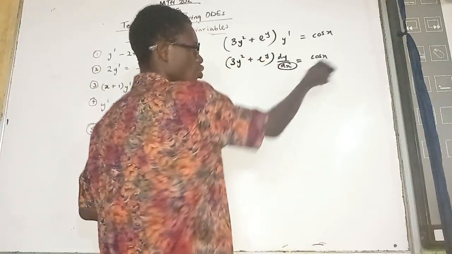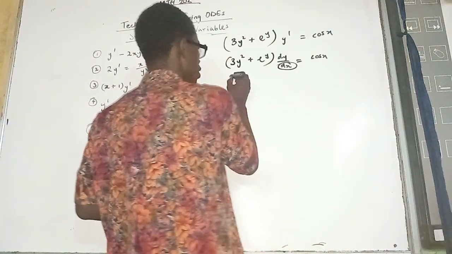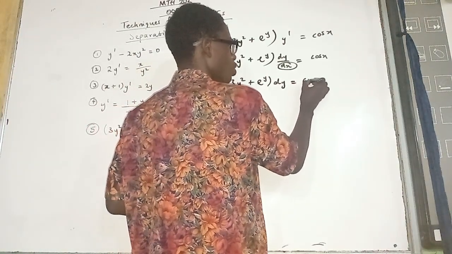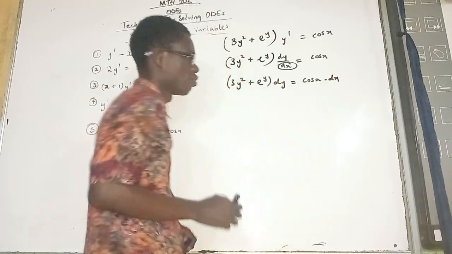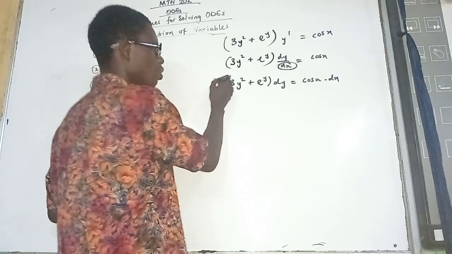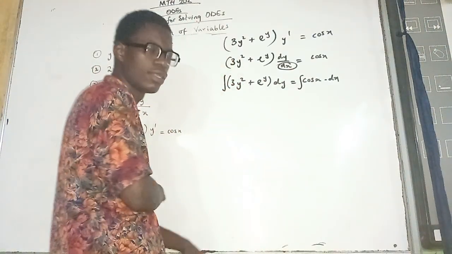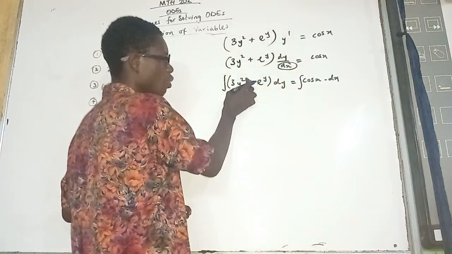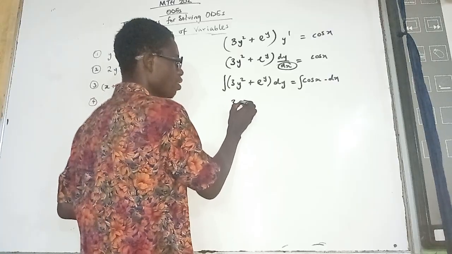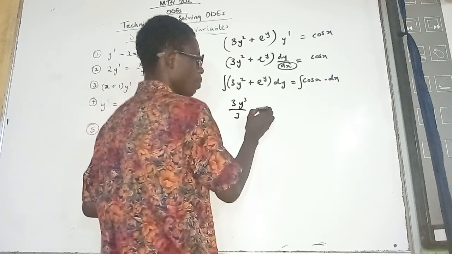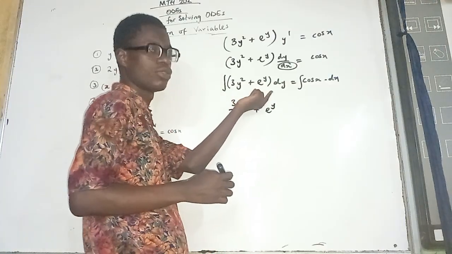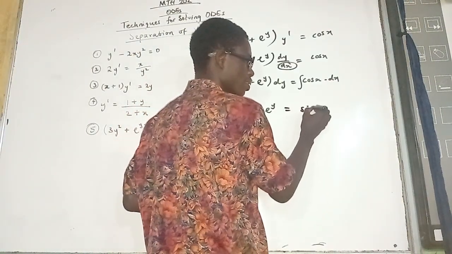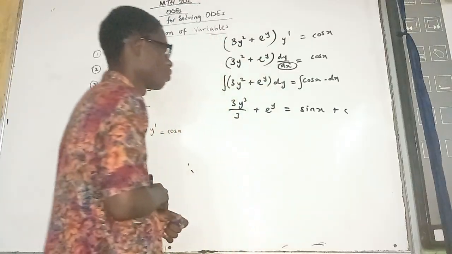So I can basically bring this to the other side by multiplying through by dx and say (3y squared plus e raised to power y) dy equals cos x dx, right? So the next thing I have to do is just to integrate both sides. We integrate this side with respect to y, integrate this side with respect to x. Now when we integrate this with respect to y, we have 3y cubed over 3 plus e raised to power y. When you integrate e raised to power y with respect to y, you still get e raised to power y. Equals, when you integrate cos x, you get sin x plus c.